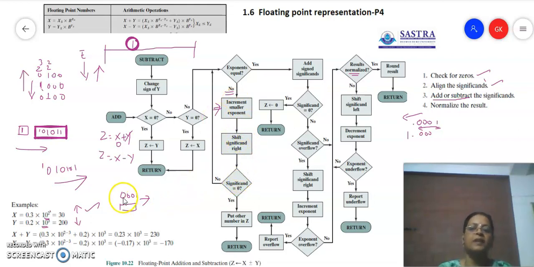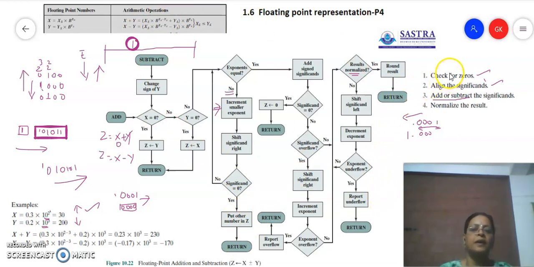One important case could be like this. Suppose you have a number like 0.0001, just 4 digits. Now I increment the exponent, so to adjust I shift the significant, and the significant could become 0. If the significant itself is going to be 0, obviously the answer will be the leftover operand. So put the other number in Z and then return. This completes the discussion of the process of addition and subtraction.